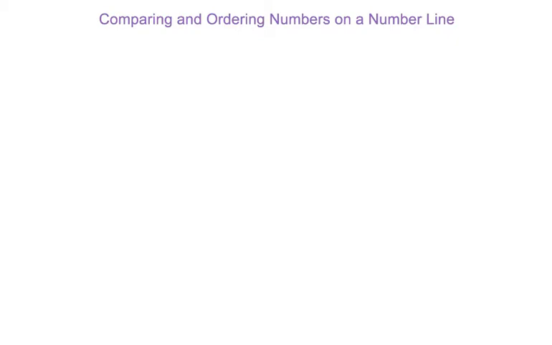In this lesson, we compared and ordered numbers using a number line. Number lines are a very important tool. It really helps us understand where numbers fall in relation to other numbers. So let's take a look.